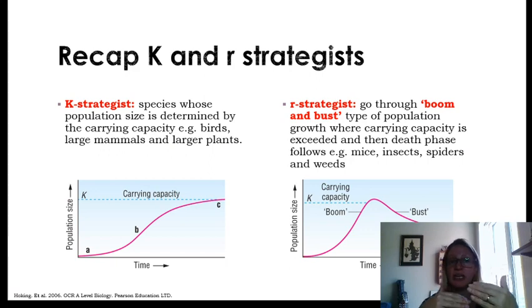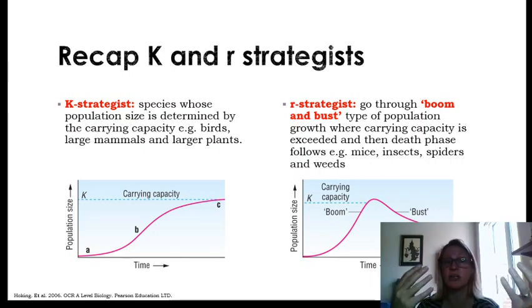And another recap then is the idea of the K strategists and R strategists. So some organisms are K strategists, and that means they're limited by this K, the carrying capacity of that particular population. So it's determined by that carrying capacity. Something like birds, large mammals, larger plants, they would be K strategists. If they've got a long life cycle, they're likely to be K strategists.